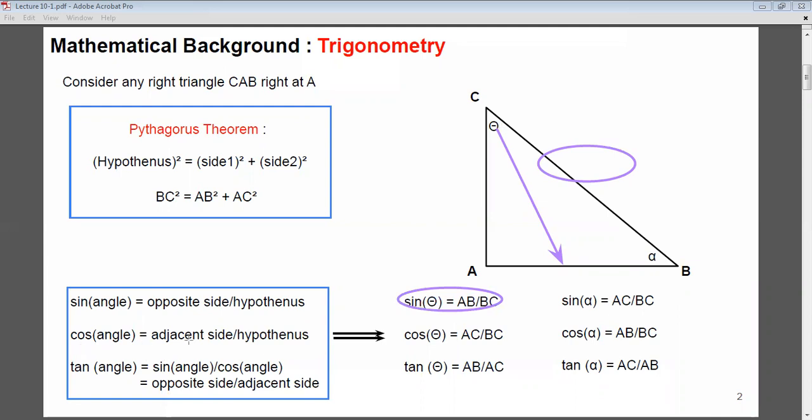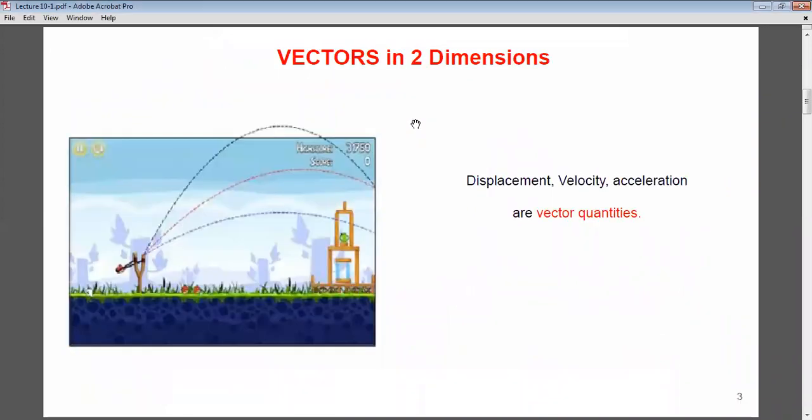The cosine of the angle is the adjacent side divided by the hypotenuse. The tangent of the angle is sine over cosine, so it's opposite over adjacent. You just memorize these. I think all of you have seen them at some point. You just have to remember them. Okay, now this is about trigonometry.